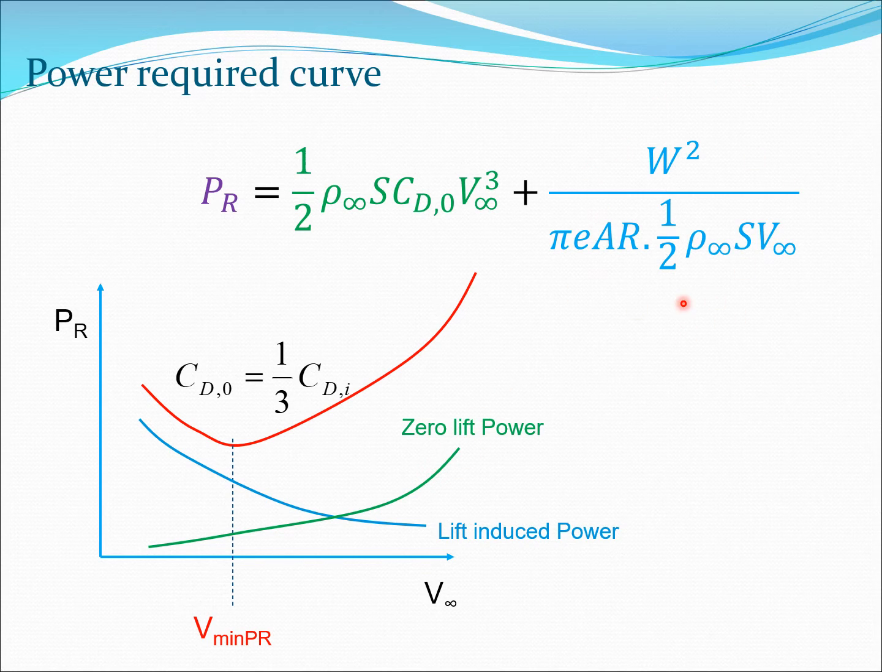The second term, which is the lift induced power, is inversely proportional to V infinity. So as V infinity goes up, this blue line goes down here. This is the lift induced power. If I combine both of these, I get this value here, and you will note that the velocity corresponding to minimum power required happens when CD0 is one third of CDI. So essentially the green line will be at some location which is much lower than the blue line here. This is at about the one third location here.